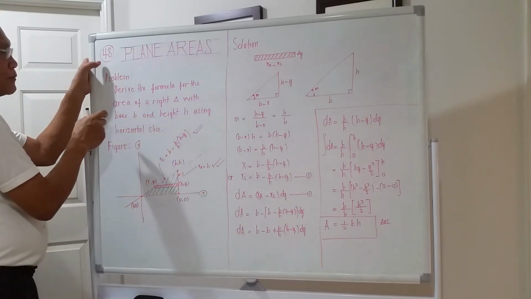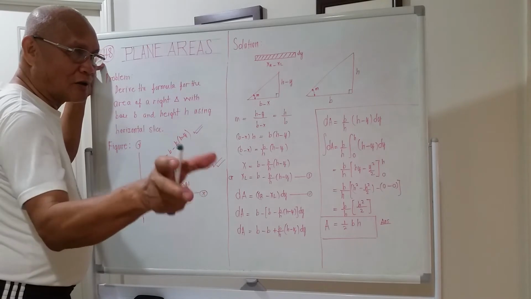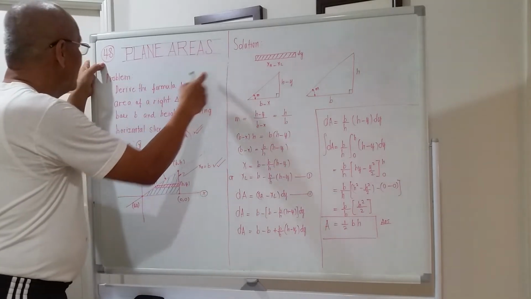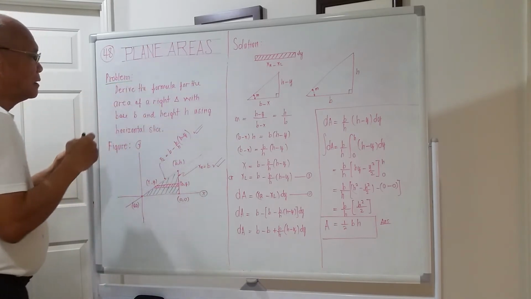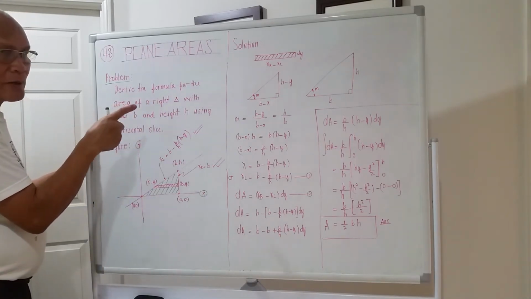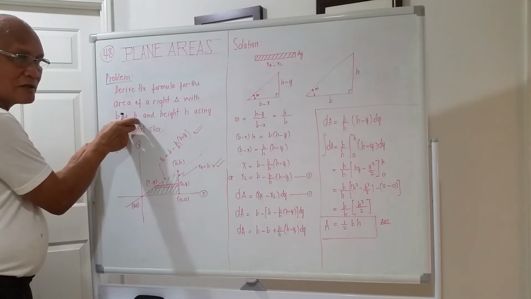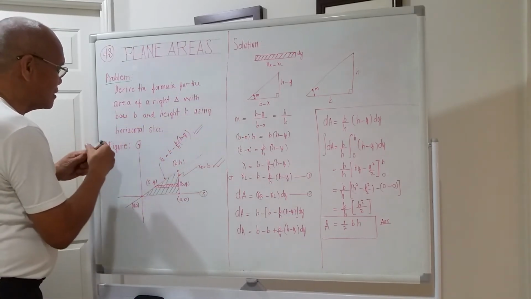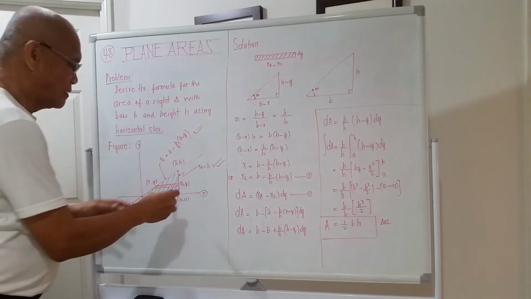Our topic is number 48 on my channel under my integral calculus topic, plane areas. Okay, I will read the problem. Derive the formula for taking the area of a right triangle with the base b and the height h using horizontal slice. Horizontal slice.